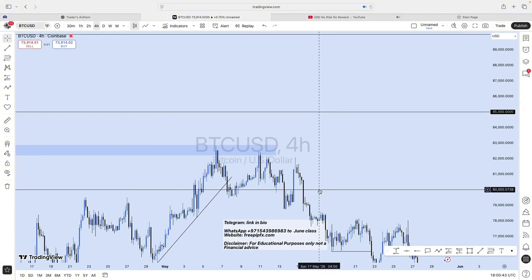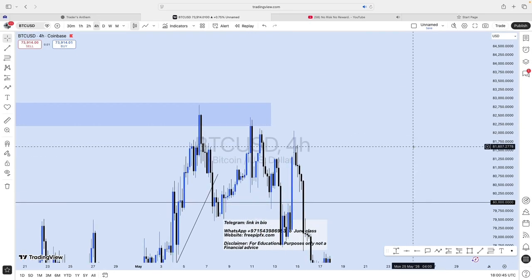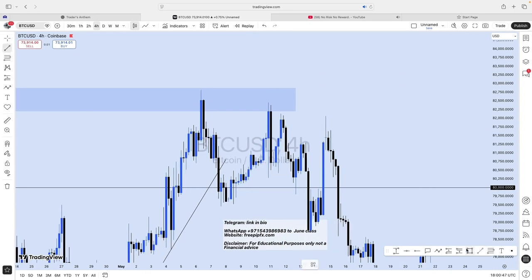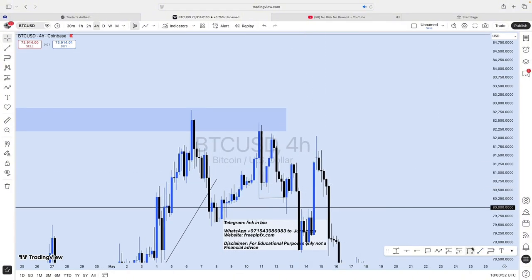Price took it down. Now what will I look for at this zone? I'll look for what we call a shift in structure. Price took out this low, provided us a shift in structure, and then we had our inducement. Our inducement was here, and then our POI was this order block.